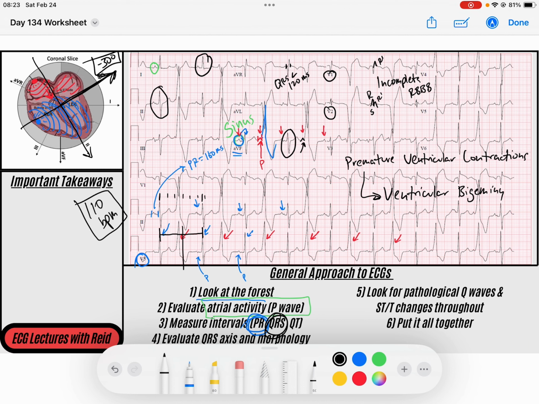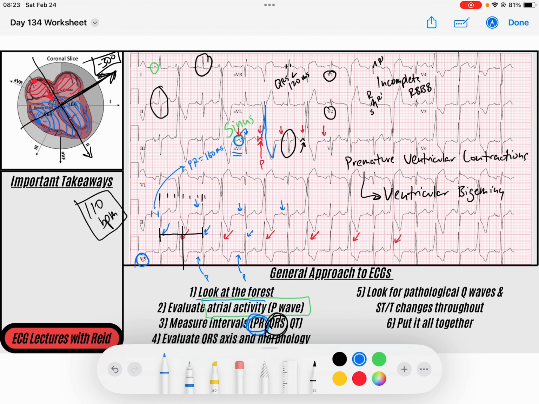And because our axis isn't completely left axis deviated, we don't have fascicular blocks either. Like we don't have a left anterior fascicular block. Close, we're really close, but we don't, right? If you don't understand what I mean by that, head over to the ECG curriculum playlist on my page, and I've got some lectures on fascicular blocks. They're blocks off of the left bundle.